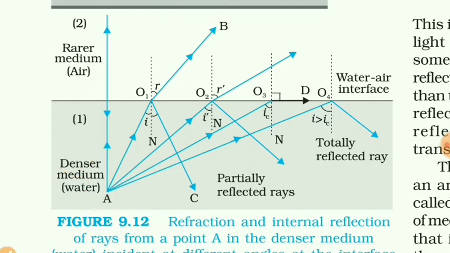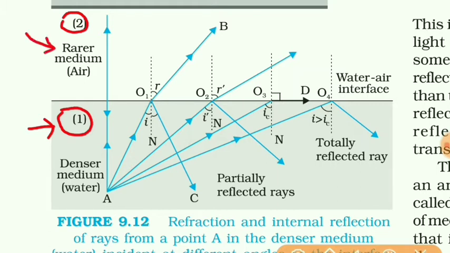Now students, here this medium 1 is denser than this medium 2. In short, we can say that this second medium is a rarer medium, suppose it is air, and this first medium is a denser medium, let it be water. So we can say that a small bulb is kept at the base of a tank filled with water.